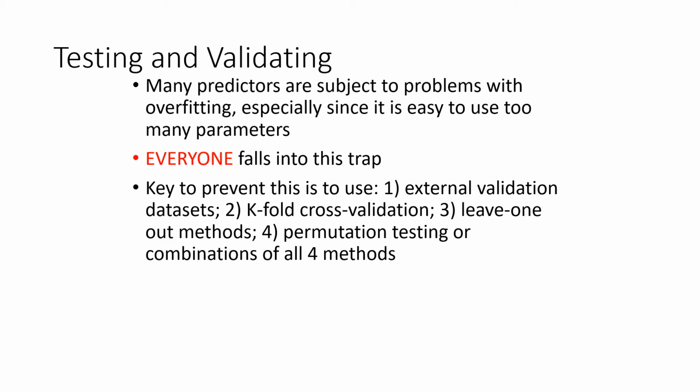Another approach is to use what's called cross-validation. I'll explain this a little later, or leave one out. A fourth method is to use permutation, which is another technique that we talked about to distinguish empirical p-values.